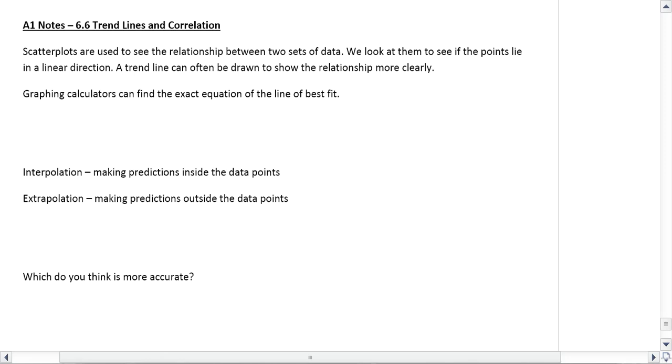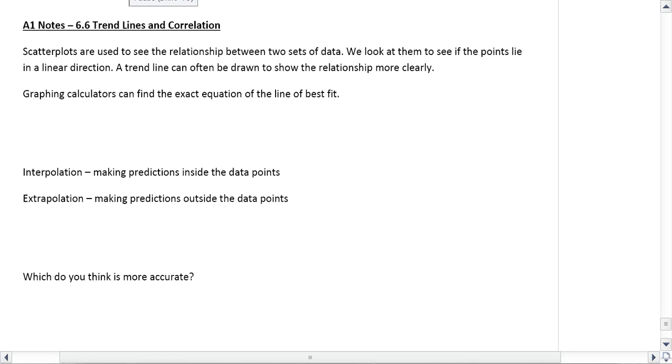This video is for Algebra 1, Chapter 6, Section 6, Trend Lines and Correlation. Scatter plots, we use them to see the relationship between two sets of data. And we look at them to see if the points sort of are lining up in a linear direction. And then a trend line can be drawn in to show this relationship more clearly.